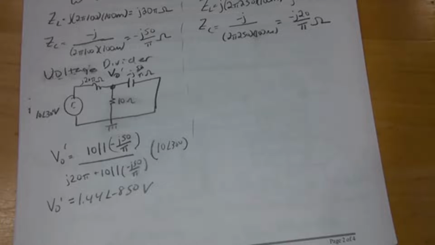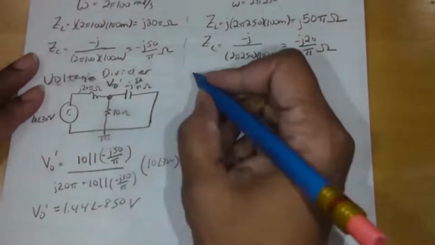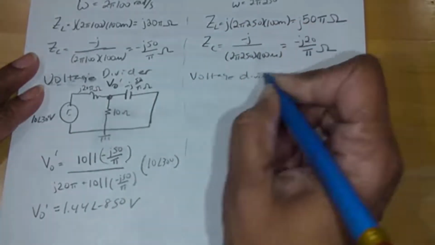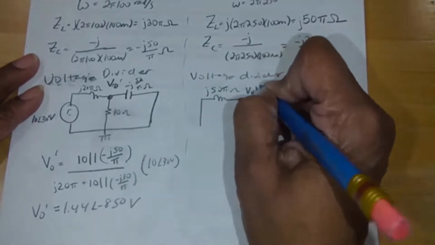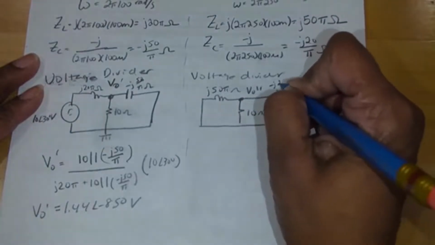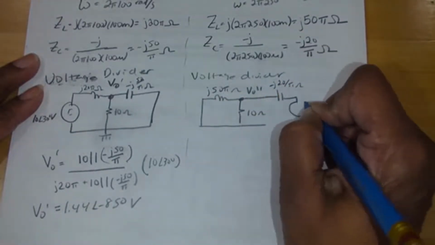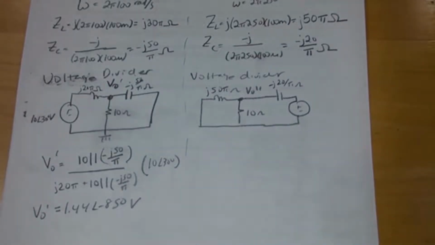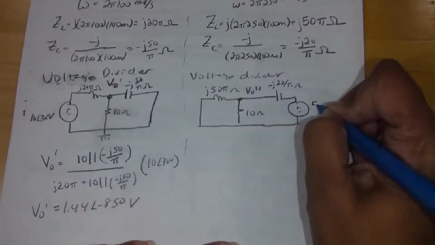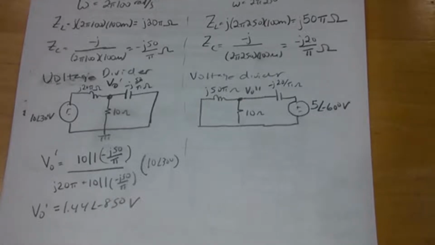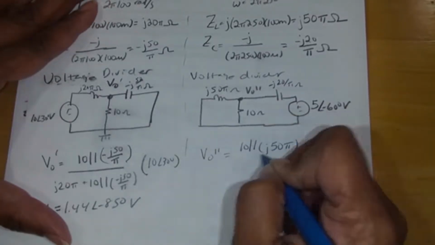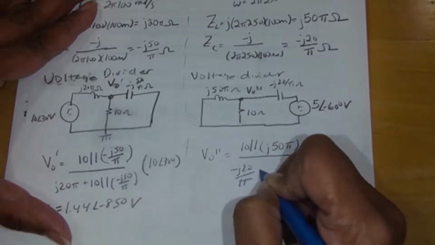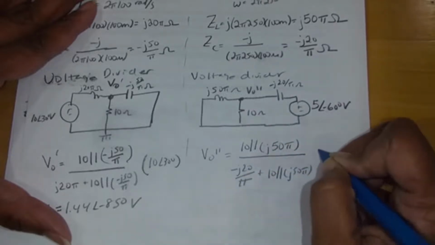Then we do the voltage divider again for our right circuit, where the source on the right is 5 angle negative 60 degrees. And we get that V0 double prime is equal to 10 in parallel with j 50 pi, over negative j 20 over pi plus 10 in parallel with j 50 pi, times the source, which is 5 with an angle of negative 60 degrees. When we solve, we get that V0 double prime is 4.34 with an angle of negative 26 degrees, and the units are volts.